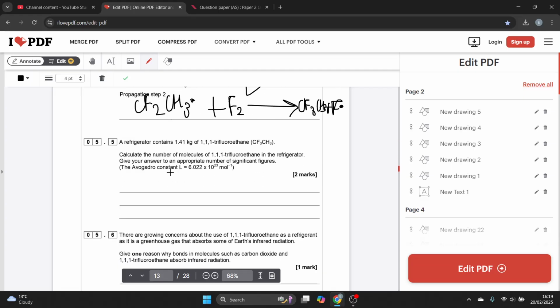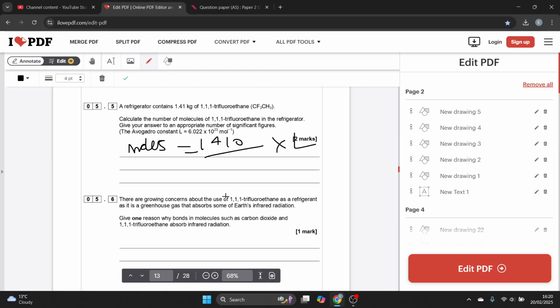Calculate the number of molecules in the refrigerator. First thing I would do is find the moles, which is the mass in grams, 1410, divided by the Mr of that, 84, and then times Avogadro's constant, 6.022 times 10 to the power 23. So 1410 divided by 84 times 6.022 times 10 to the power 23 gives 1.01 times 10 to the power 25. And that is the number of molecules.